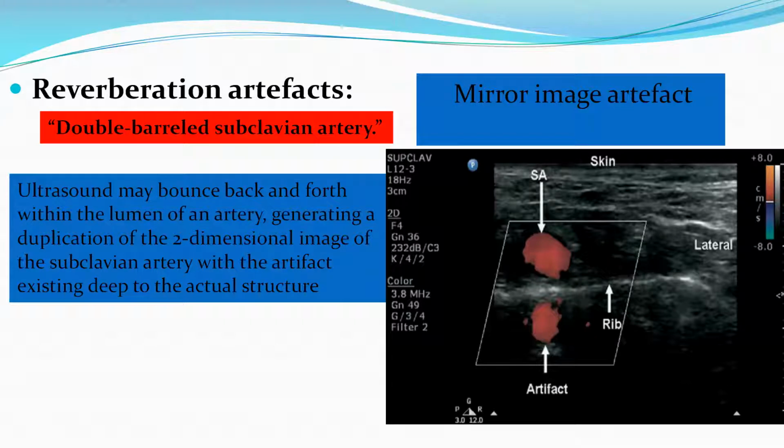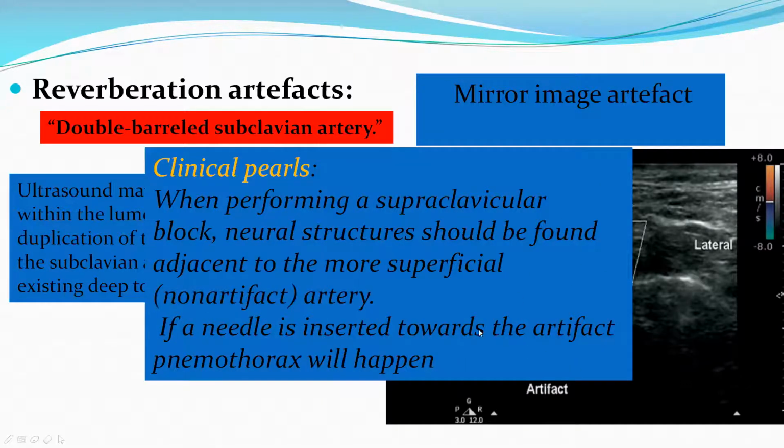When any vessel or artery lies above any tissue of higher echogenicity like rib or clavicle, then a mirror image of the same type is produced below the rib. Like the subclavian artery is duplicated below the rib also. So we have to be careful not to go below the rib, because the actual image will be only above it.